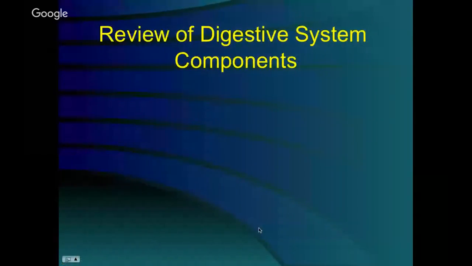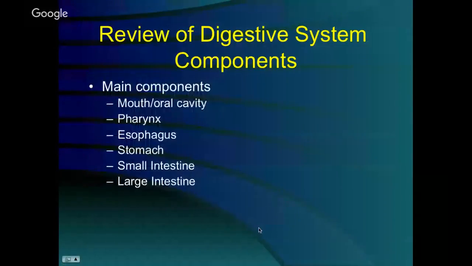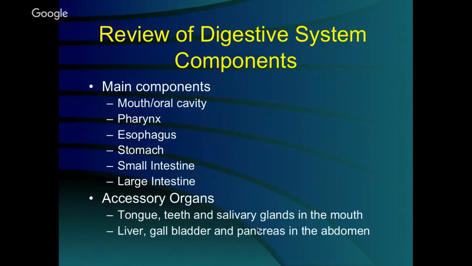All right, so a quick review of the major components of the digestive system. You've got the mouth and oral cavity, then the pharynx, esophagus, stomach, small intestine, and large intestine. Then you also have those accessory organs, the tongue, teeth, and salivary glands that are found in the mouth, and the liver, gallbladder, and pancreas in the abdomen. Remember, the main components are the parts that the food actually passes through and where digestion actually takes place. And the accessory organs contribute to digestion, but the food does not pass through them.